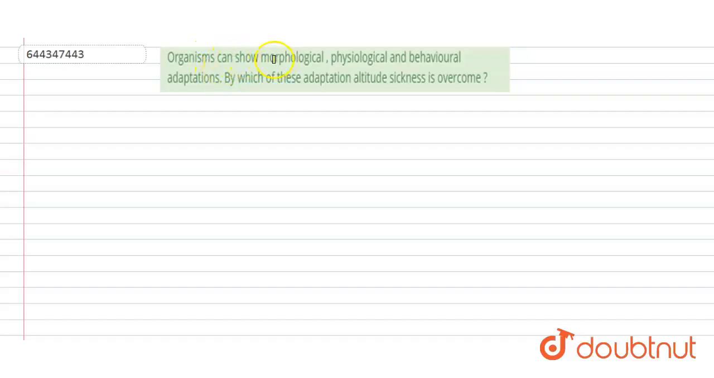Hello students, have a look at the question. The question is: organisms can show morphological, physiological, and behavioral adaptations. By which of these adaptations is altitude sickness overcome?